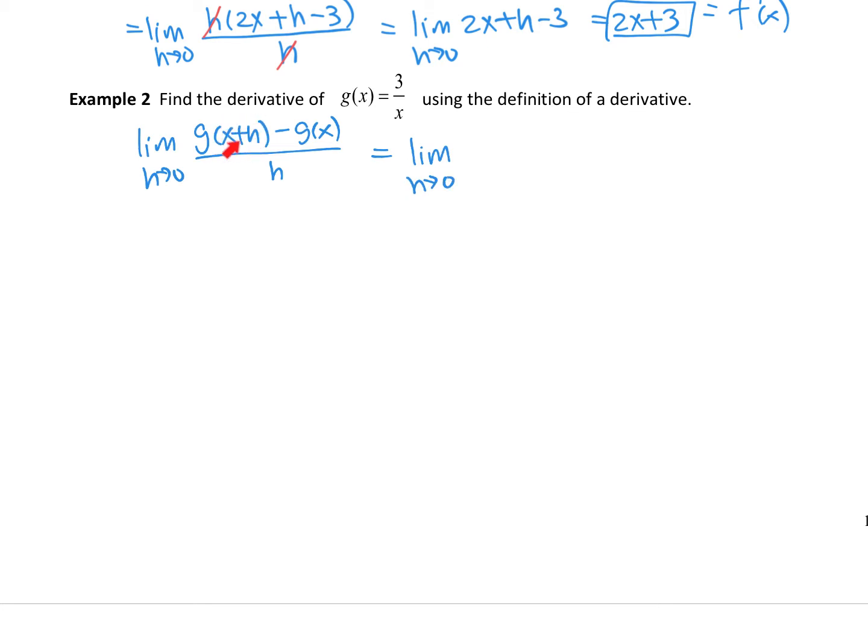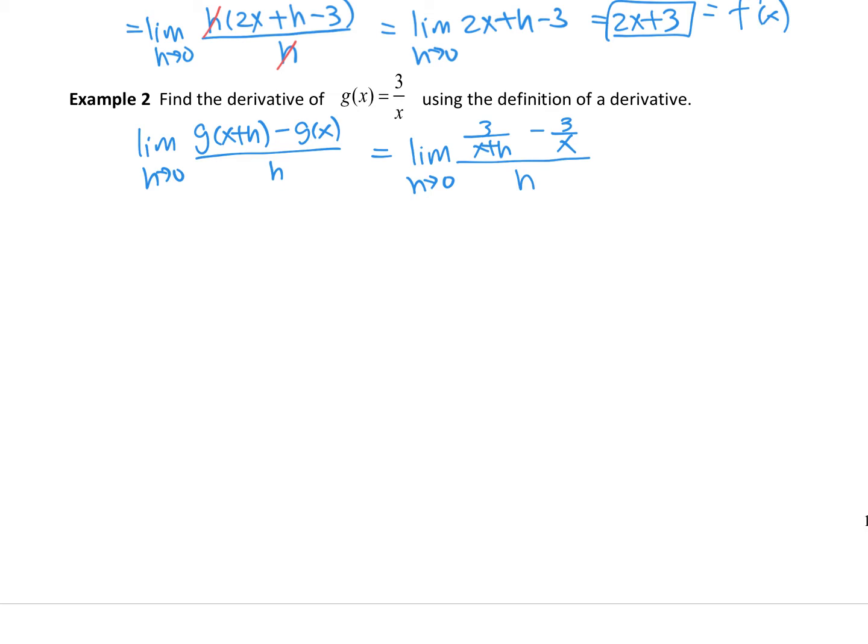g of x plus h, again, how do I calculate that? Instead of plugging in x here, I'm going to plug in x plus h. So it's 3 over x plus h minus 3 over x. And the second portion is just g of x, so I'll just copy that. And then all over h. All right, so I have fraction minus fraction over h. There are a lot of fractions.